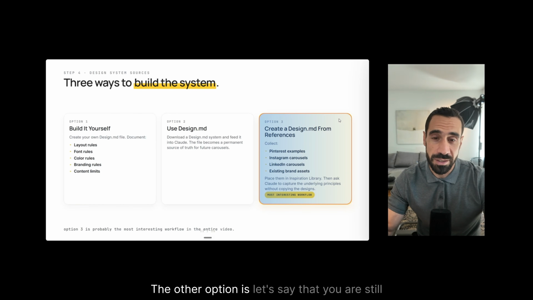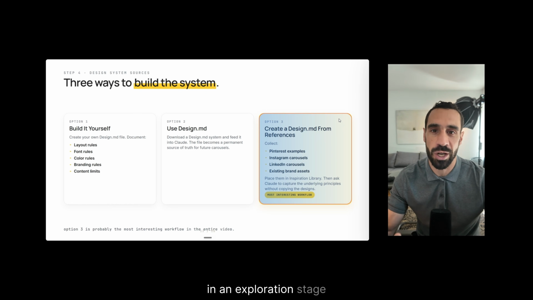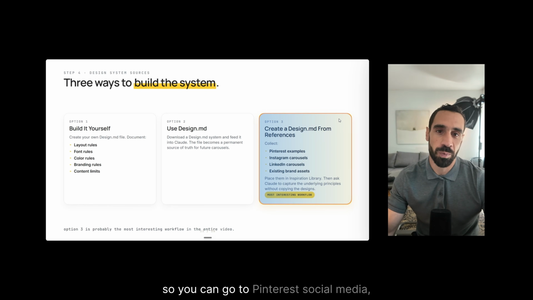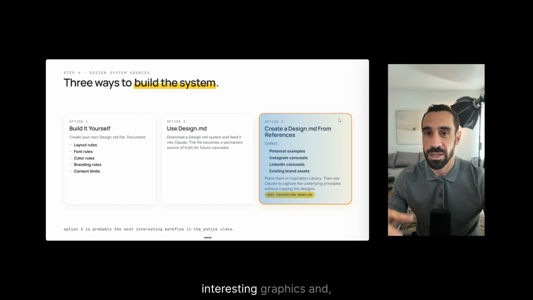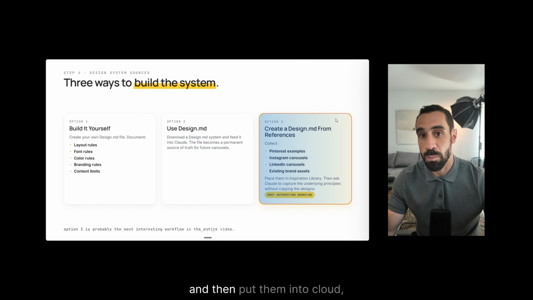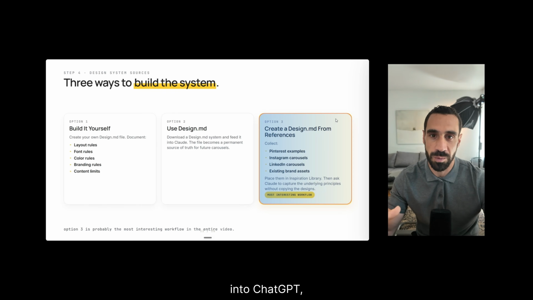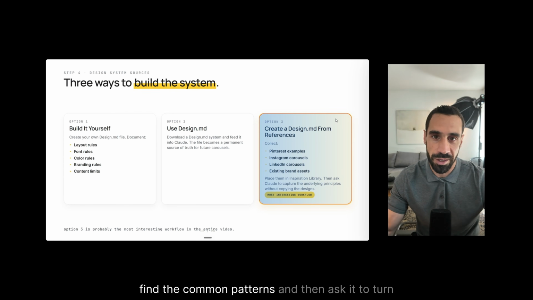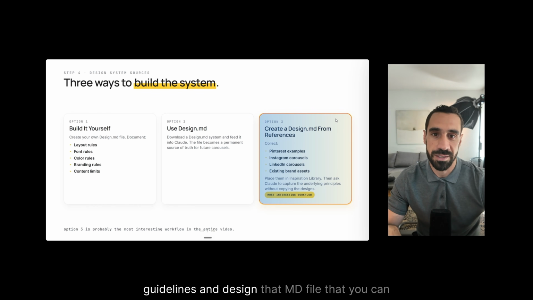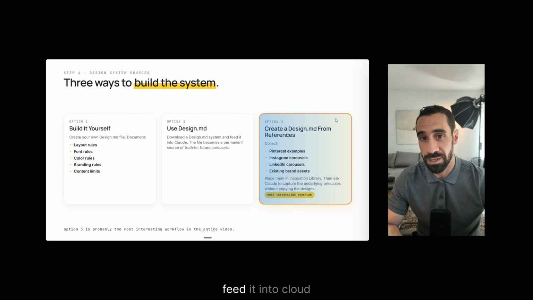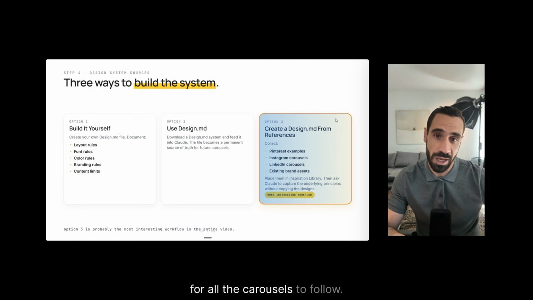The other option is, let's say that you are still in an exploration stage. You can go to Pinterest or social media and start collecting a bunch of interesting graphics, and then put them into Claude or ChatGPT, find the common patterns, and ask it to turn them into design guidelines and a design.md file that you can feed into Claude for all the carousels to follow.